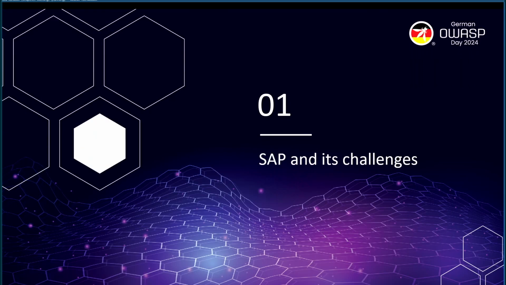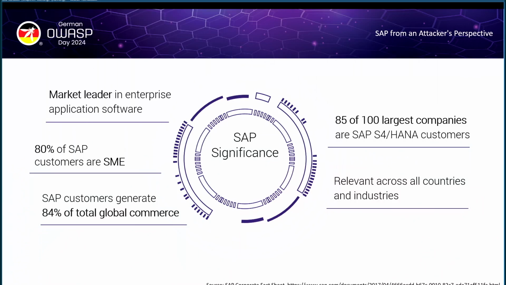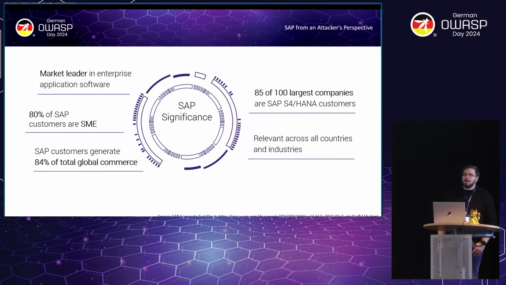And with that, let's come to a quick motivation introduction part. SAP and its challenges, we call it. So starting off with SAP significance, I expected some more show of hands for the SAP usage as well. But when you look at it, SAP really is a market leader in enterprise application software. The numbers we brought here are from their corporate fact sheet. So 85 of the 100 largest companies in the world actually are S/4HANA customers at SAP. They also say in total SAP customers, it's 98 of the 100 biggest companies. So quite a ratio there.